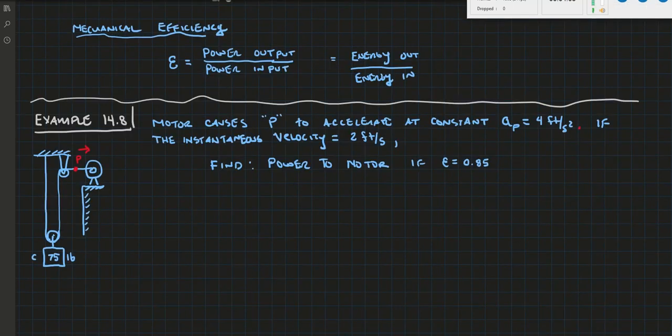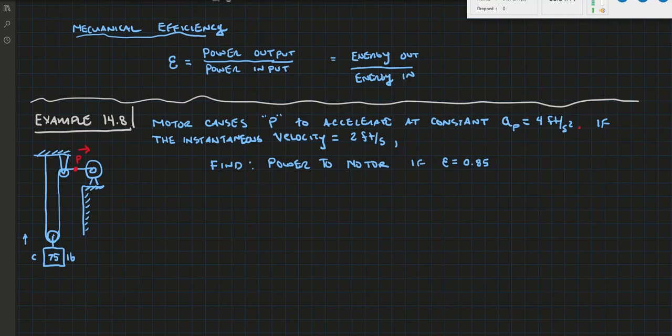Okay, we have a motor pulling on a cable set up in this pulley system that lifts this 75-pound load. So the load will obviously head in this direction. We have a constant acceleration at P developed by the motor of 4 feet per second squared, and if at this point the instantaneous velocity is 2.2 feet per second, what is the power to the motor if our efficiency is 85%?